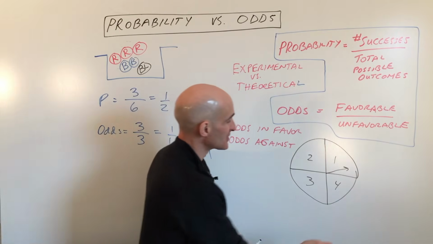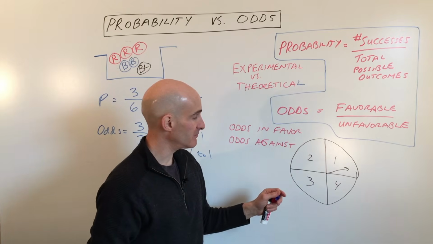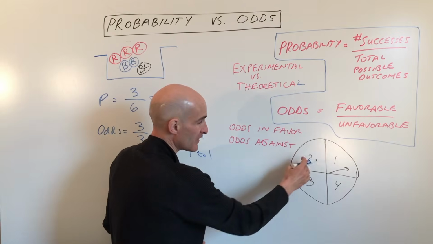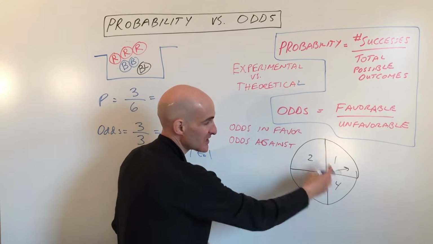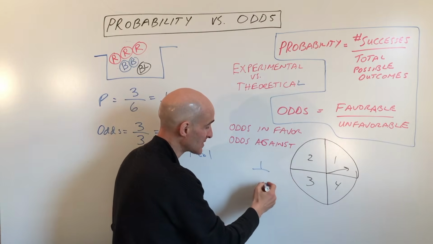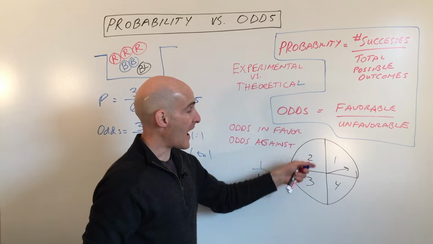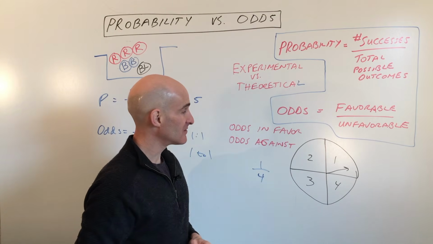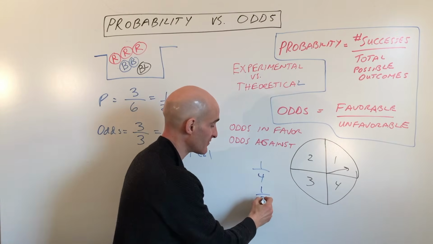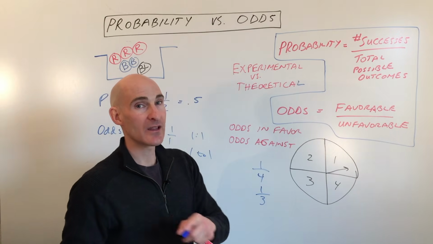Let's look at the spinner over here. Say for example, we're going to spin it, and we ask, what's the probability that I land on 2? Well, there's only one 2, and these regions are all the same size and shape. So there's 1 chance of landing on 2 divided by 4 possible outcomes. The probability is going to be 1/4. But if we said, what are the odds that you land on 2? Well, 1 chance of landing on 2 to 3 chances of not landing on 2, the odds would be 1 to 3.